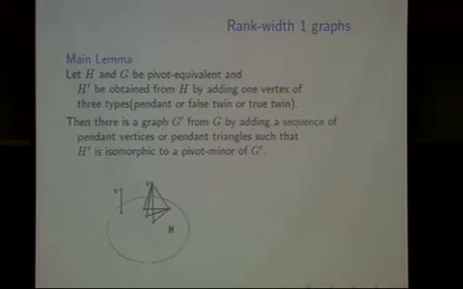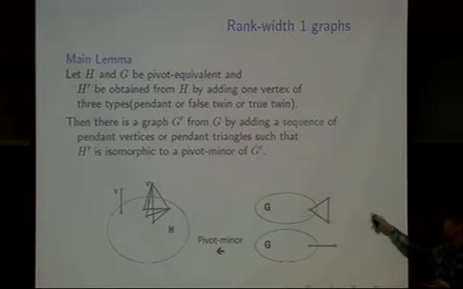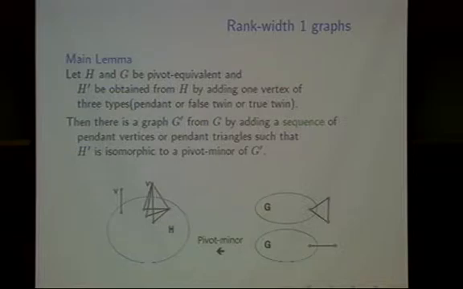Two graphs H and G are pivot equivalent, and H prime is obtained from H by adding one vertex of three types: pendant, false twin or true twin. You add only one vertex. Then there is a graph G prime obtained from G by adding a sequence of pendant vertices or pendant triangles such that G prime has a pivot minor isomorphic to H prime. Pendant triangles means adding triangles such that each triangle has a common vertex, only one vertex, with the original graph.